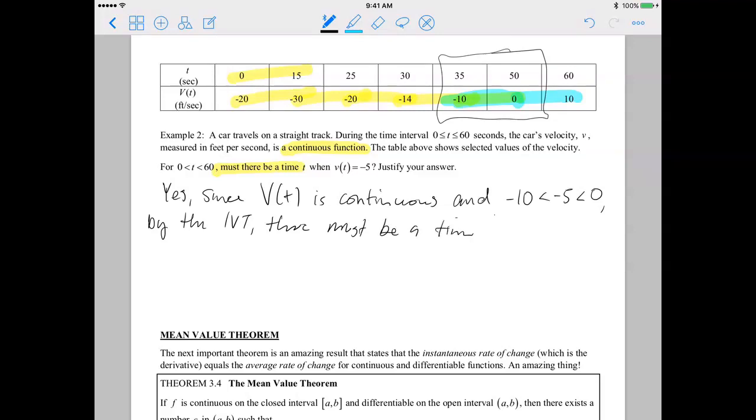Okay, and they call it t, so we'll call it t as well. And that t is going to be between 35 and 50, because if you look back at the table, 35 and 50 were the t values for that particular subinterval. So between 35 and 50, such that v of t is equal to negative 5. Okay, that is a perfectly well-justified answer, and has everything that you need in there. So when you get to the assignment, make sure that you model after me how to justify your answer using the IVT.